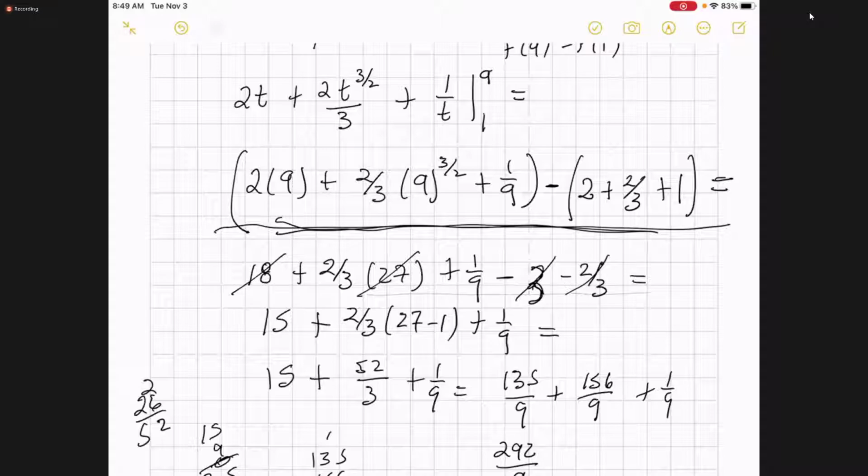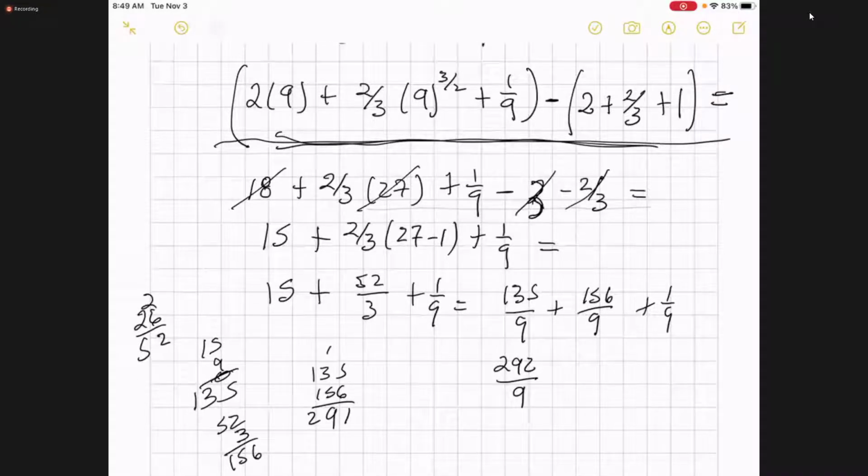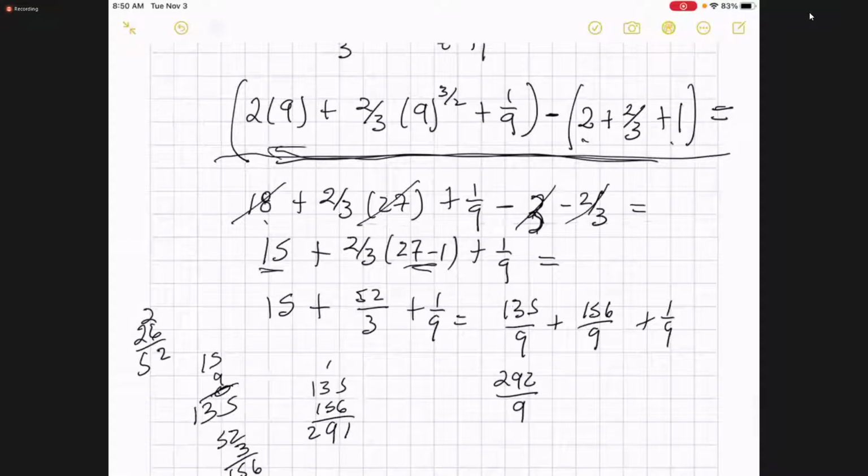Would that 292 over 9 include the 2 plus 2/3 plus 1? Yes. Because I took the 2 and the 3 and I got minus 3, but I added that to the 18 to get 15. And I took the 2/3 times 27 minus 2/3 and factored out the 2/3. That's where that 27 minus 1 came in. And then you had that 1/9 hanging out there. Oh, okay, thank you. Check my arithmetic on the rest of this, but this is right.